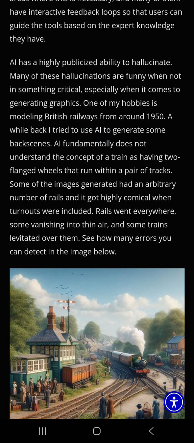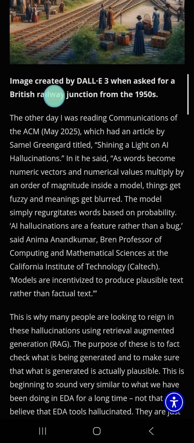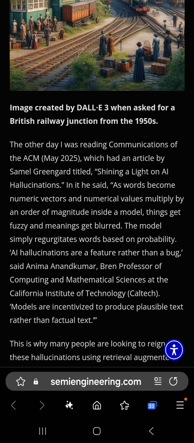AI fundamentally does not understand the concept of a train as having flanged wheels and running within a pair of tracks. Some of the images generated had an arbitrary number of rails, and it got highly comical when turnouts were included. Rails went everywhere, some vanishing into thin air, and some trains levitated over them. See how many errors you can detect in the image below. Image created by DALL-E 3 when asked for a British railway junction from the 1950s.